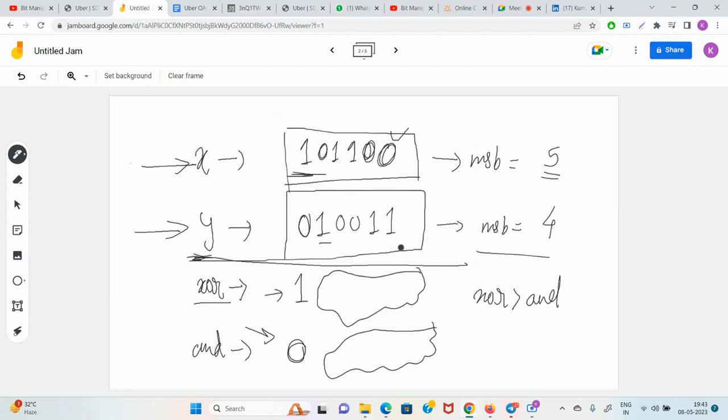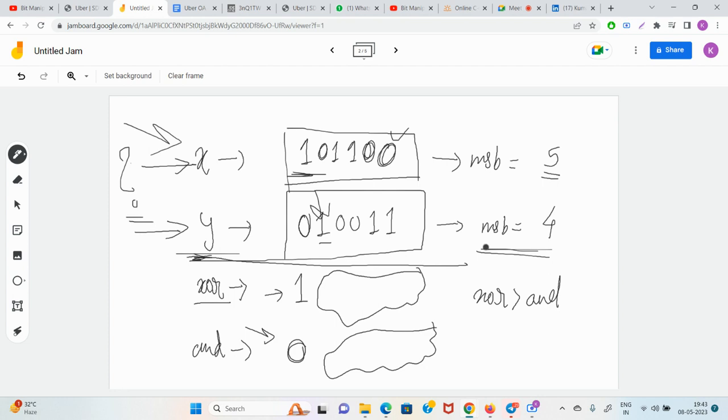So guys, see, why will the MSB be 4? MSB means the last time in the left side when 1 came. So 1 came here, na? So this is the MSB. So 0, 1, 2, 3, 4. MSB is 4. So say our current number is Y. Its MSB is 4. And we are trying to pair it up with X. So will it be valid or not?